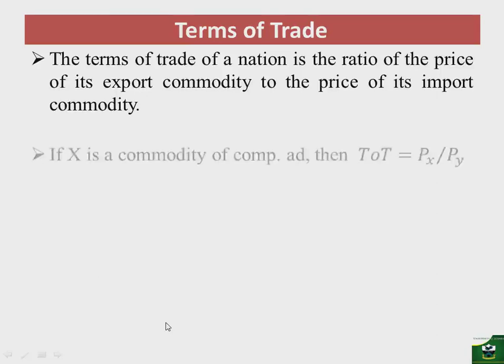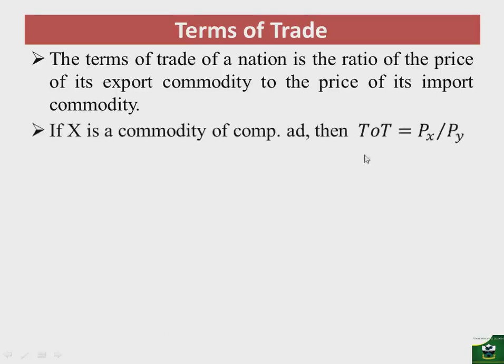Okay, so we have defined that for terms of trade, we look at the commodity of comparative advantage. In the case of nation 1, the commodity of comparative advantage is commodity X. And therefore, when getting the terms of trade, we put the commodity of comparative advantage in the numerator, because that's the export commodity, and the price of the commodity of comparative disadvantage in the denominator. Therefore, the terms of trade is equal to the ratio of the price of a commodity of comparative advantage to the price of a commodity of comparative disadvantage.